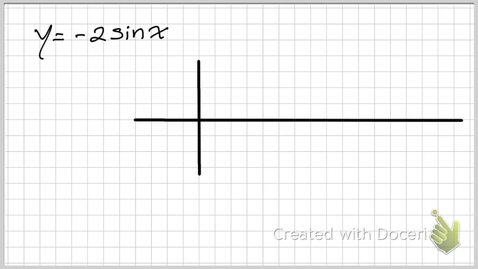The negative is going to give us a reflection, and the 2 is going to give us a stretch. So let's go down to our graph here, and we'll get our values on the x-axis here. And now let's remember what the basic function looks like. The basic function looks like this: 1, 2, 3, 4, 5.